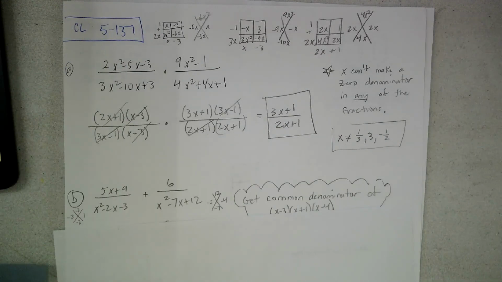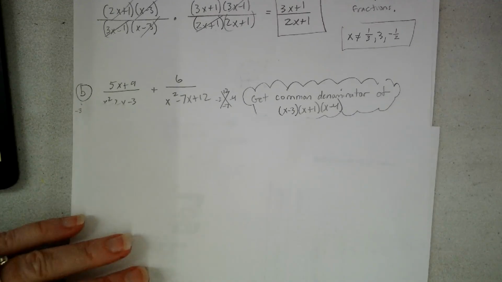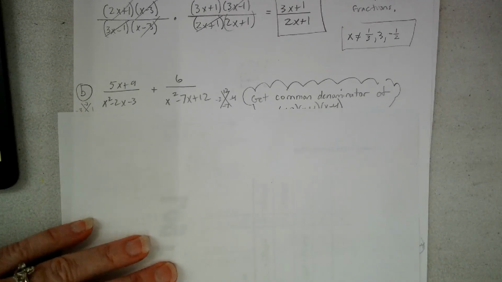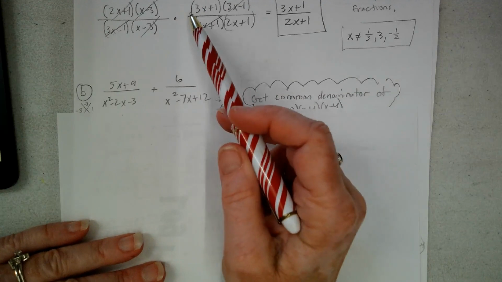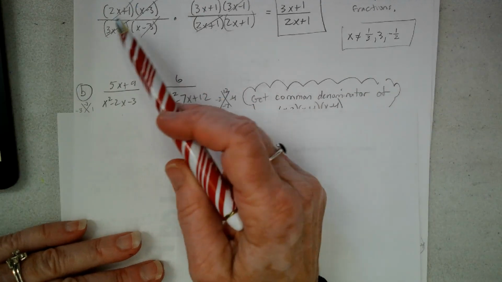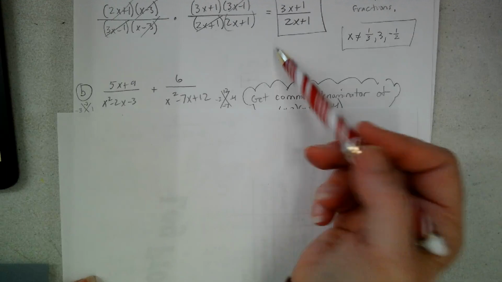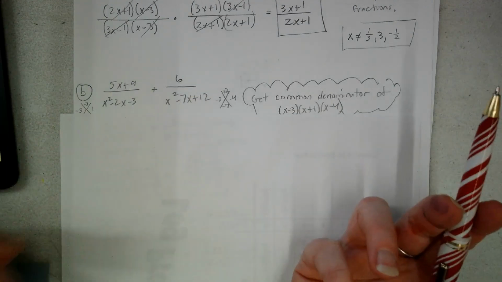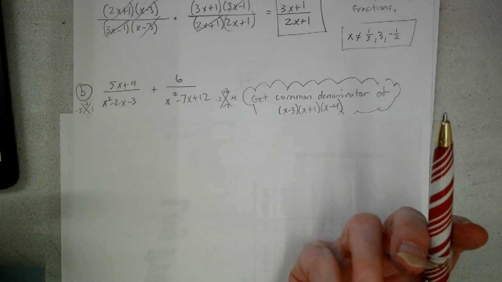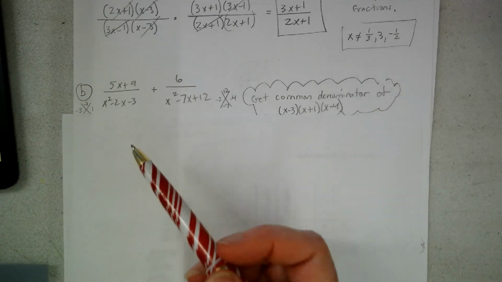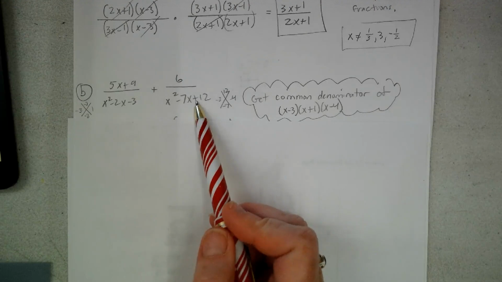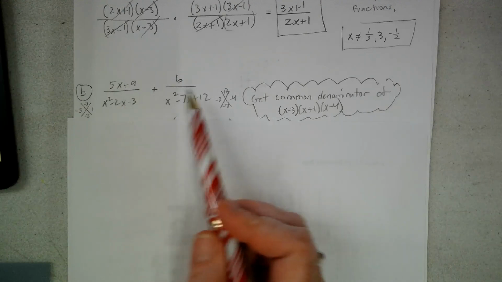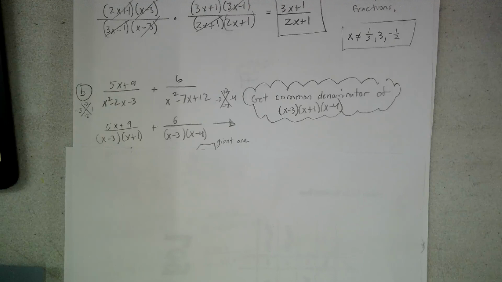Okay, on to letter B. Because this is a long problem, I'm going to go kind of fast. So letter B, notice in this problem we were multiplying, so we wanted to factor and cancel. This problem is not multiplying. This problem is adding. So when you're adding, what you want to do is try to get a common denominator to simplify it. So you do want to factor the bottoms so that you can find a convenient common denominator.